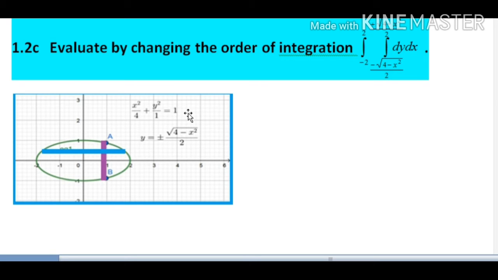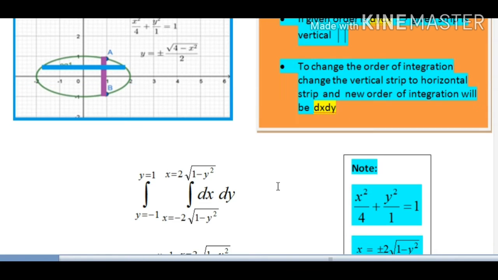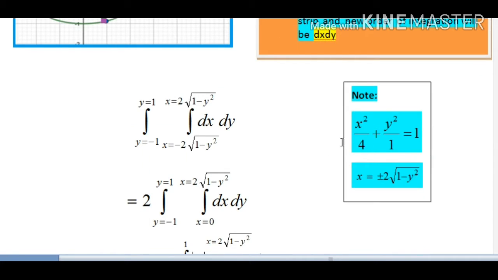So x square by 4 equal to 1 minus y square. This gives x equal to 2 under root 1 minus y square. So x equal to plus minus 2 under root 1 minus y square. This point corresponds to x equal to minus 2 under root 1 minus y square, and this point corresponds to x equal to plus 2 under root 1 minus y square. So you have got limits for x: from x equal to minus 2 under root 1 minus y square to x equal to plus 2 under root 1 minus y square. How have you found these limits? These limits you have found from the equation of the ellipse, by simplifying it for x.